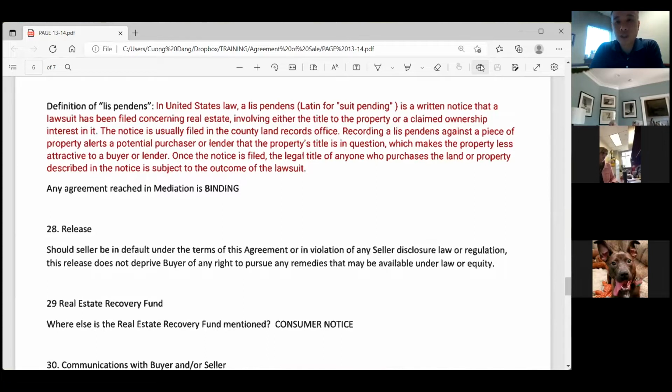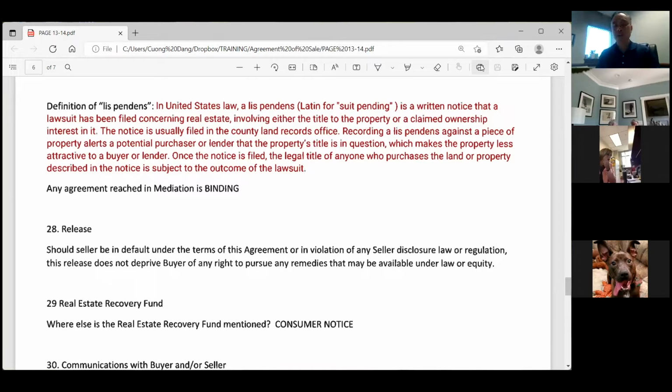Recording a lis pendens against a piece of property alerts a potential purchaser or lender that the property's title is in question, which makes the property less attractive to a buyer or lender. Once the notice is filed, the legal title of anyone who purchases the land or property described in the notice is subject to the outcome of the lawsuit.